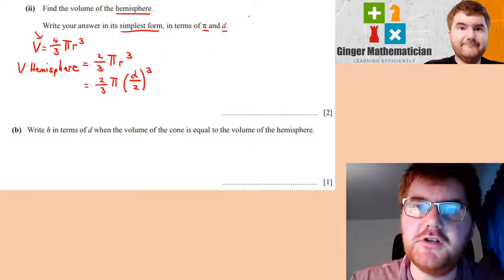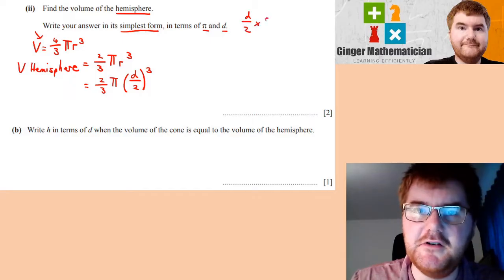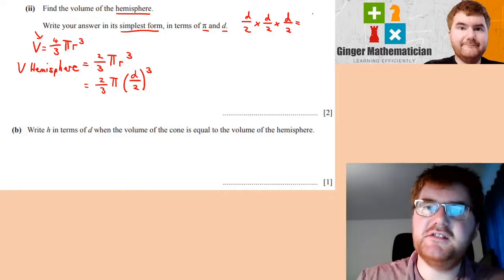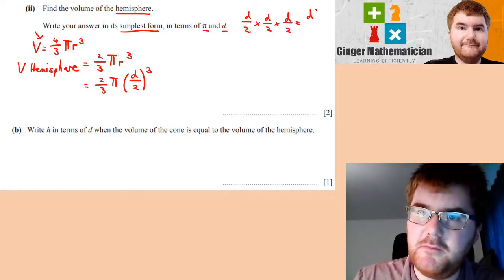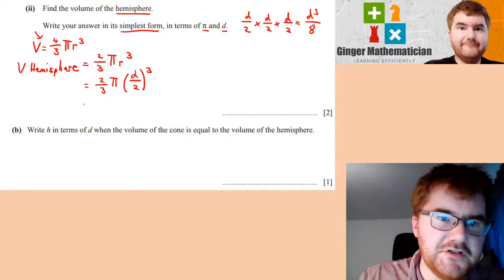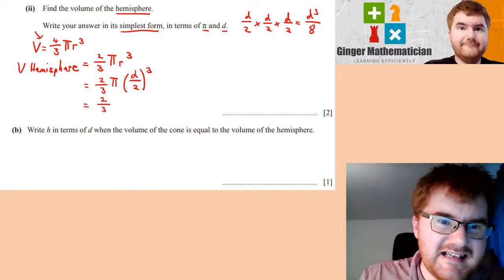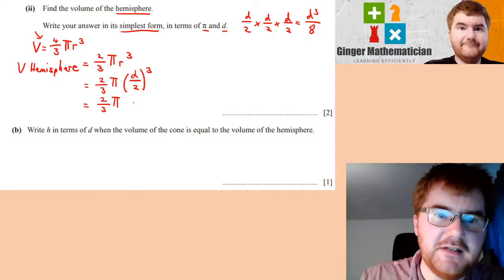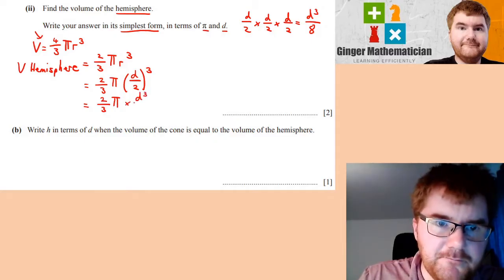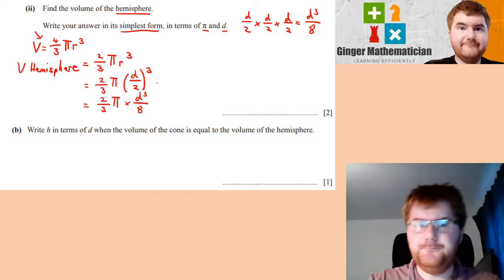So remember, d over 2 all cubed. That's the same as doing d over 2 times d over 2 times d over 2. Well, that gives us d times d times d is d cubed at the top, and 2 times 2 times 2 is equal to 8. Again, just taking it one step at a time, guaranteeing I'm getting those communication marks, which are really important. So I get d cubed over 8, like so.